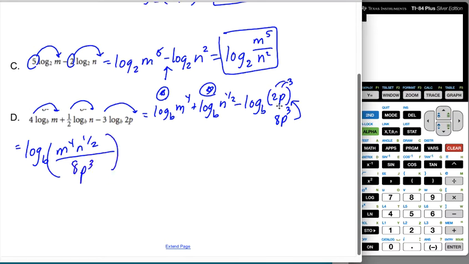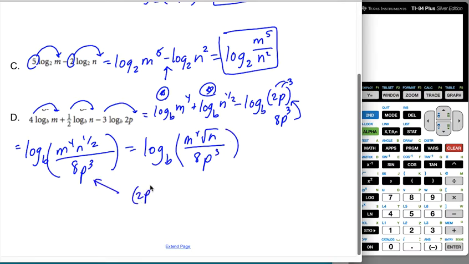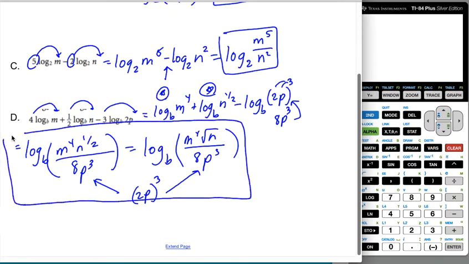You could leave it as the whole thing in parentheses, 2p quantity cubed. That answer is fine. The other way you might see it is with the 1/2 exponent being written as a square root, because that's what a 1/2 exponent is. So you might see it like this, right? And it would be totally acceptable for the denominator to be 2p in parentheses, the whole quantity cubed. Any of those would be fine. Okay, that's basically the gist of it.